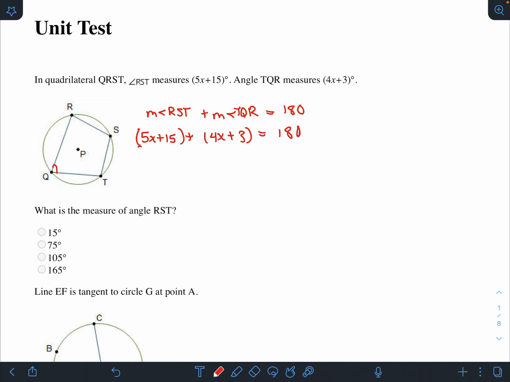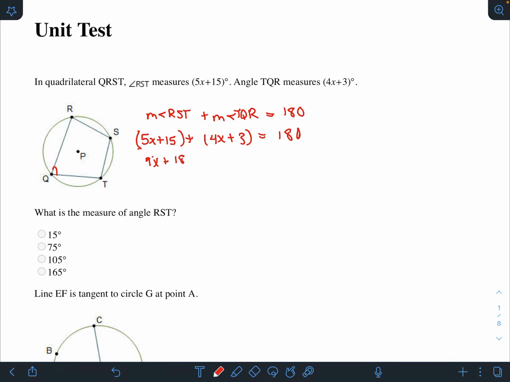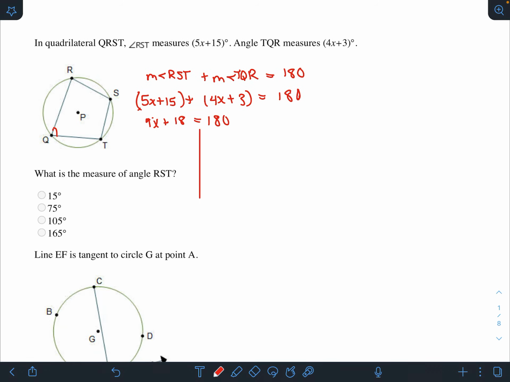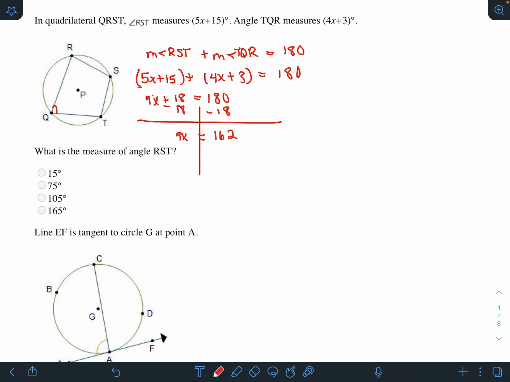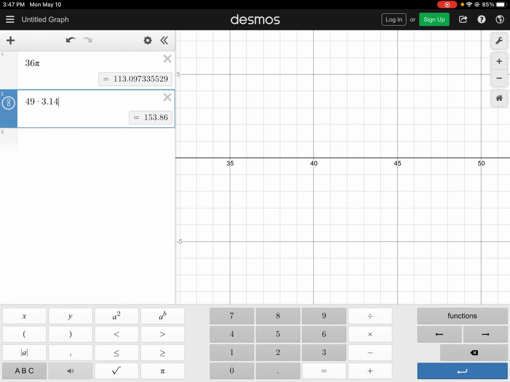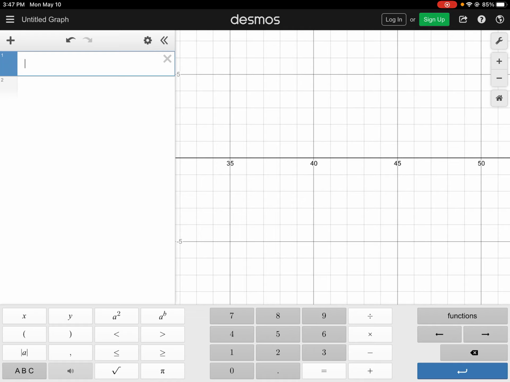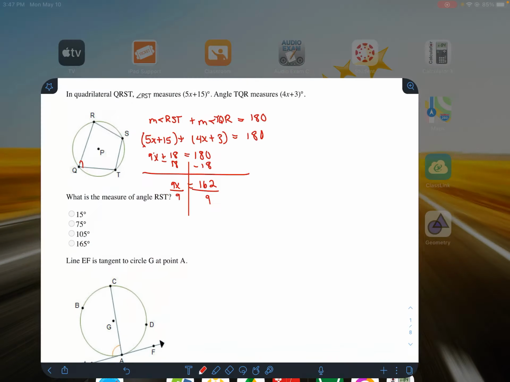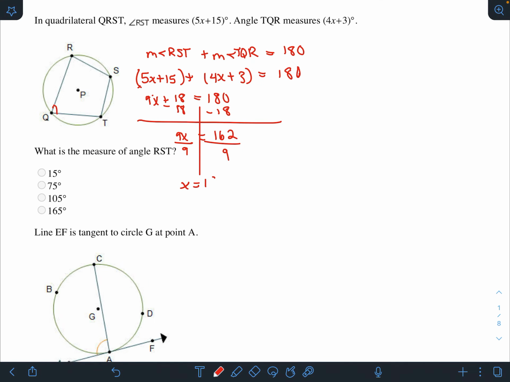All right, now combining like terms, 5x plus 4x gives me 9x, and 15 plus 3 gives me 18. Now subtracting 18 on both sides of the equation, I get 9x is equal to 162. And we divide both sides by 9, and I get x is equal to 162 divided by 9, which gives me 18. We're not quite done yet.